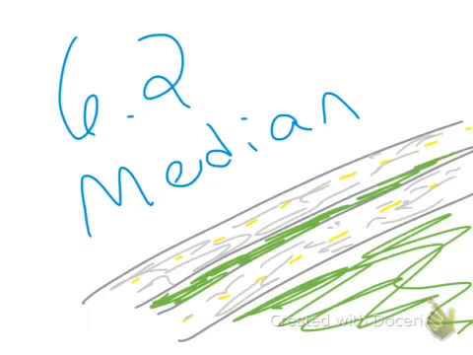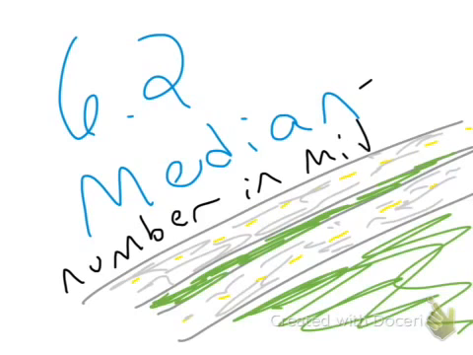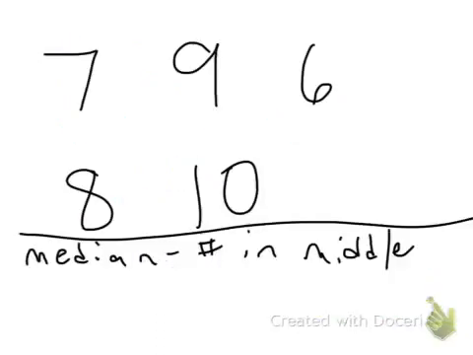So median is the number in the middle of a data set. So make sure you put that in your notes. Median is a number in the middle of a data set. So median, middle. Now, we're going to take a look at a little data set here. There's 5 numbers, 7, 9, 6, 8, and 10. And the median is a number in the middle.